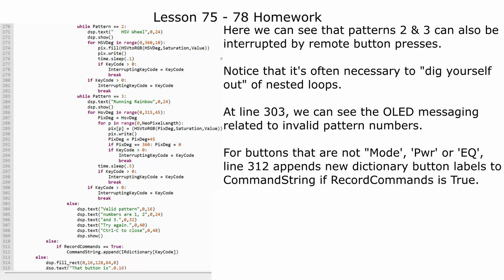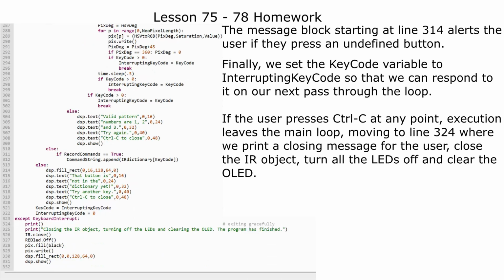For buttons that are not mode, power, or EQ, line 312 appends those new dictionary button labels to command string if record commands is true. The message block starting at line 314 alerts the user if they press an undefined button. Finally, we set the key code variable to interrupting key code so that we can respond to it on the next pass through the loop.